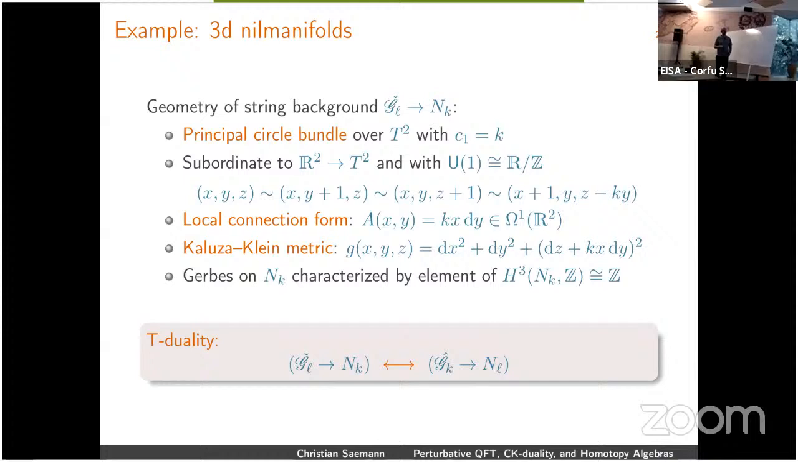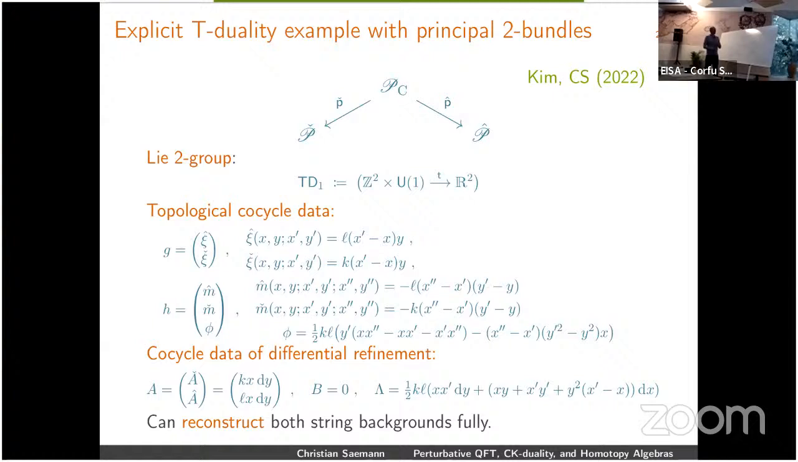Okay, and how does it look in our construction? Well, the Lie 2-group looks like this because we have one T-duality direction. It's incredibly simple, that's harmless, right? And then you write out the topological cocycle data and you just list them explicitly. The xi and m just encode the two bundles, as you would expect. And then you have another gerbe on top of it. So that's the topological part. For some reason, Conrad and Thomas didn't write this down, didn't give examples in their paper. So that's the topological cocycle.